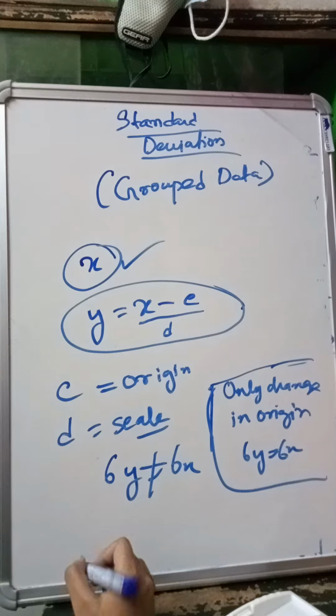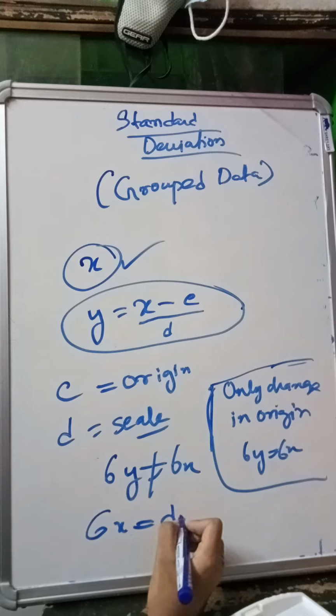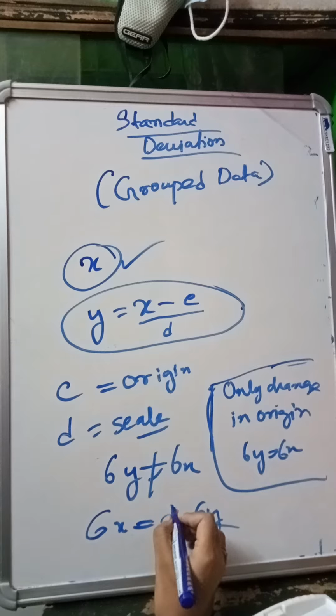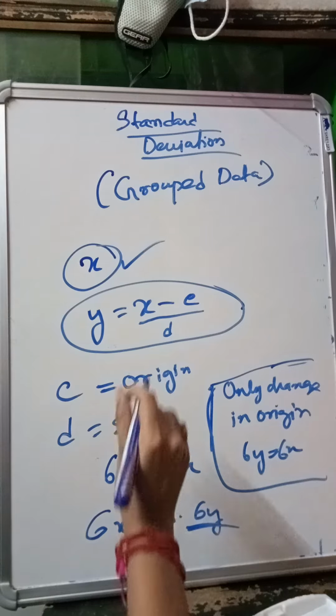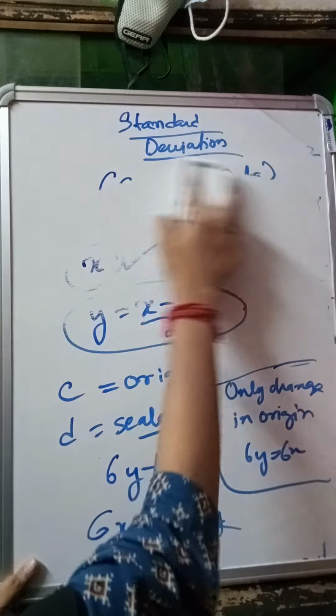So to make it equal, the formula is sigma x equals d into sigma y. Whatever sigma y comes out to be, if we multiply it by the scale which we have taken, it will become equal to sigma x. Okay, so this was the concept for calculating standard deviation for grouped data.